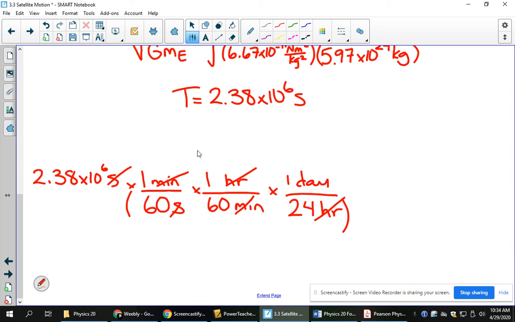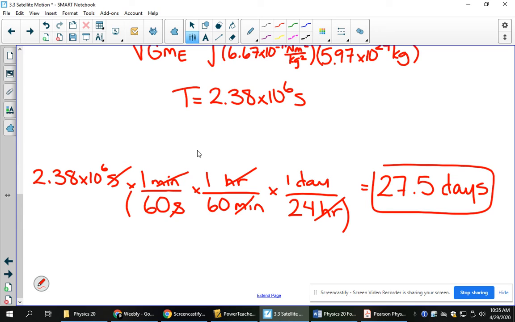What is the orbital period for our moon around our planet Earth? Does 27.5 days make perfect sense? Orbital period, amount of time it takes our moon to do 1 lap around Earth. How long does it take for us to go from full moon to full moon? It's about 27.5 days.